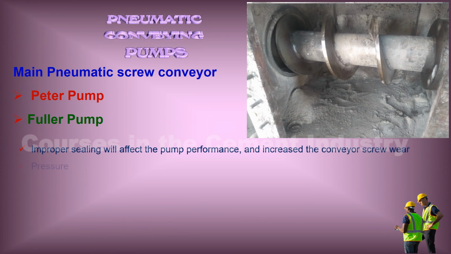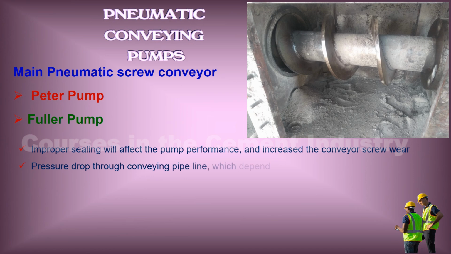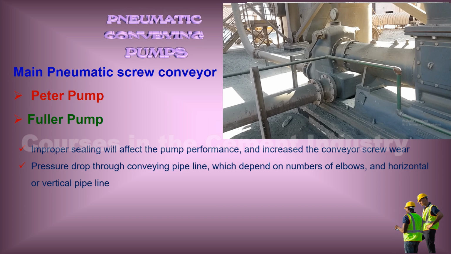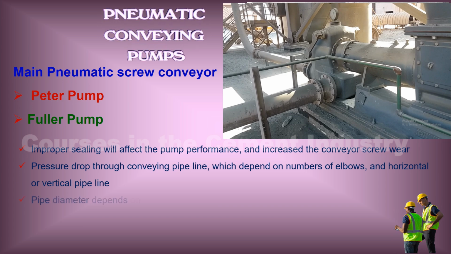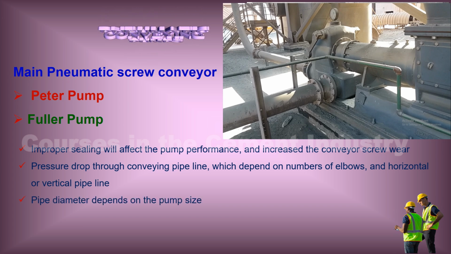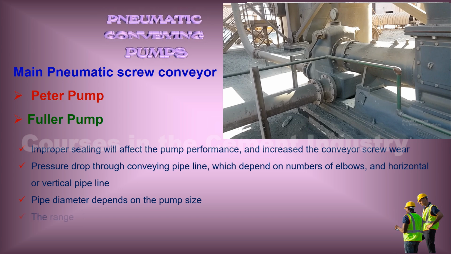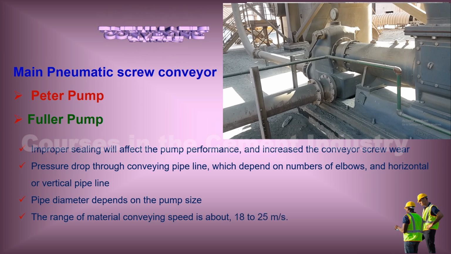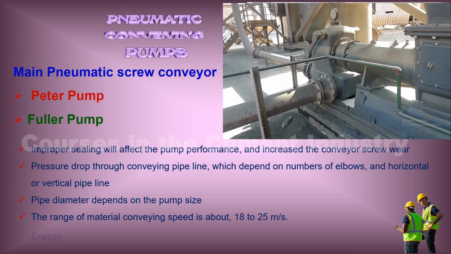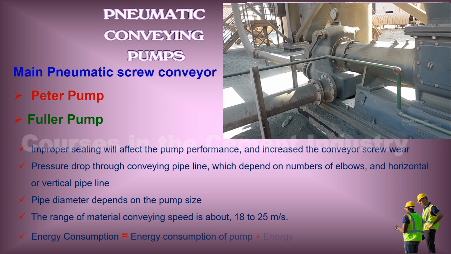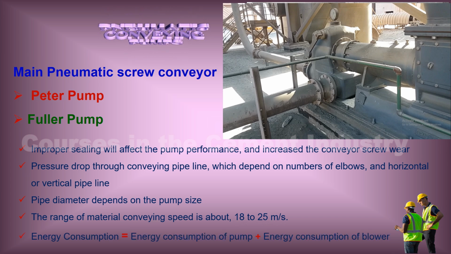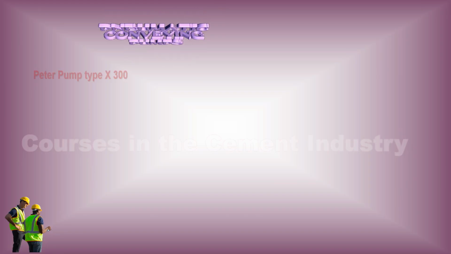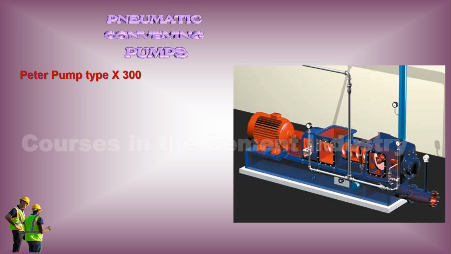5. Pressure drop through the conveying pipeline depends on the number of elbows, and on horizontal or vertical pipeline. 6. Pipe diameter depends on the pump size. 7. The range of material conveying speed is about 18 to 25 meters per second. 8. Energy consumption equals energy consumption of the pump plus energy consumption of the blower. Example for pneumatic pumps: Peter pump type X300.